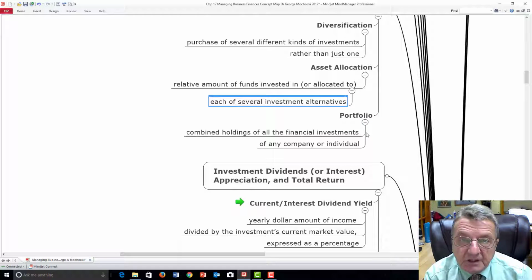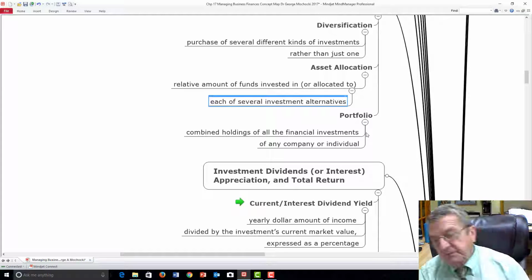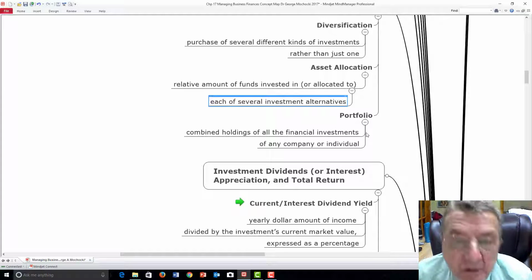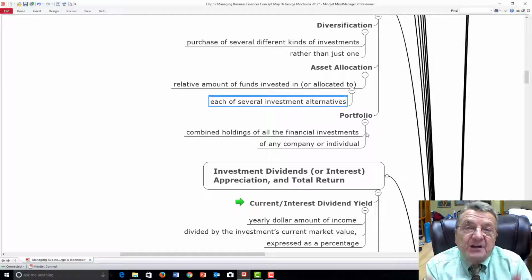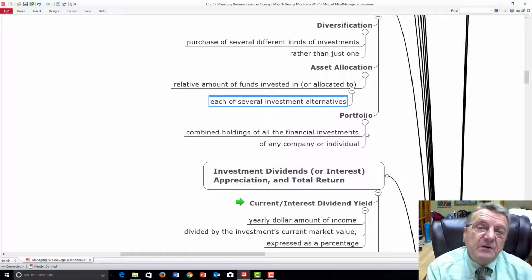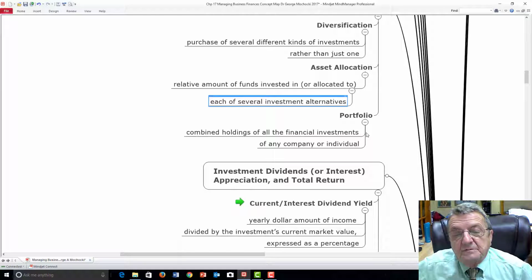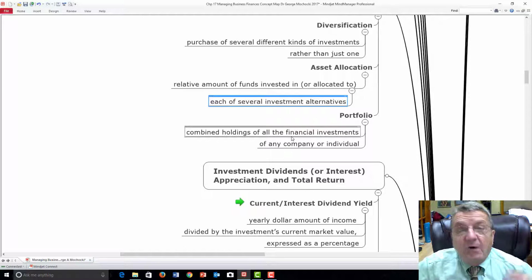We talked about diversification in business and employees, with different managers coming in. Now let's go to finance. Let's diversify our financial portfolio: the combined holdings of all financial investments of any company or individual.